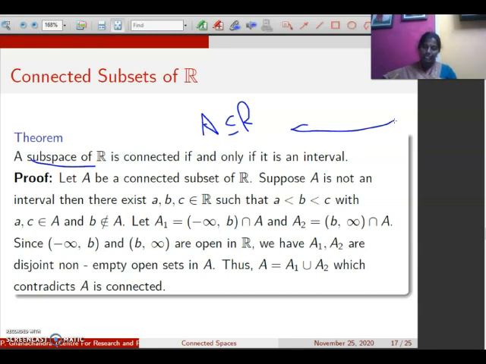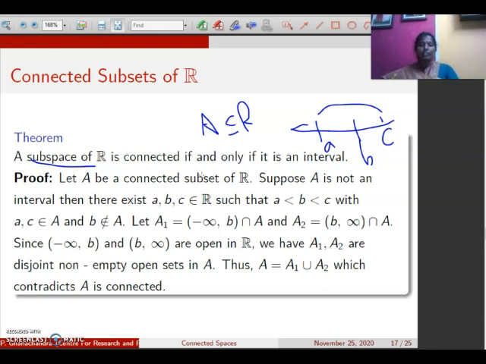Therefore, we take elements a, b, c with the condition a < b < c. So here a, and here b, and another element c. With a, c belonging to the set A and b not belonging to A, because we assume that A is not an interval. Yes, if it is an interval, all the three elements a, b, c belong to that interval.